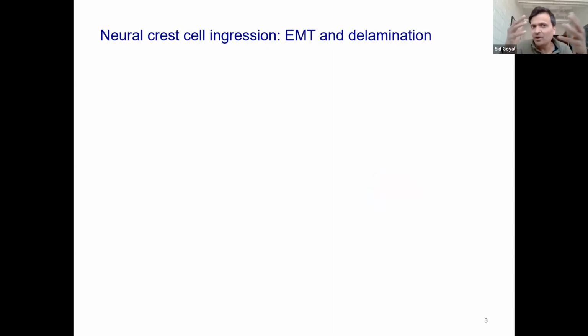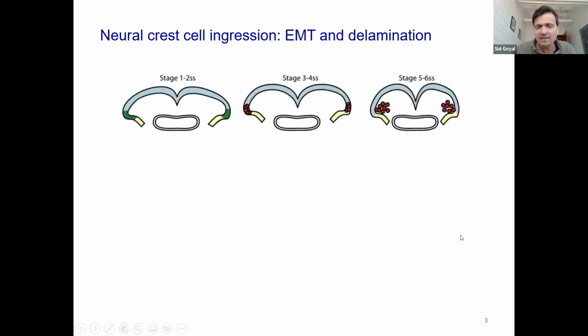So cell ingression is not only happening in the neural crest context, but there are other places where cell ingression happens. Roughly the idea is that two things happen at the same time. Of course, there's a physical movement of cells as they go from epithelia to mesoderm. And in doing that, they have to undergo an epithelial to mesenchymal transition, EMT. So this transition happens, and at the same time, cells are moving around, right?